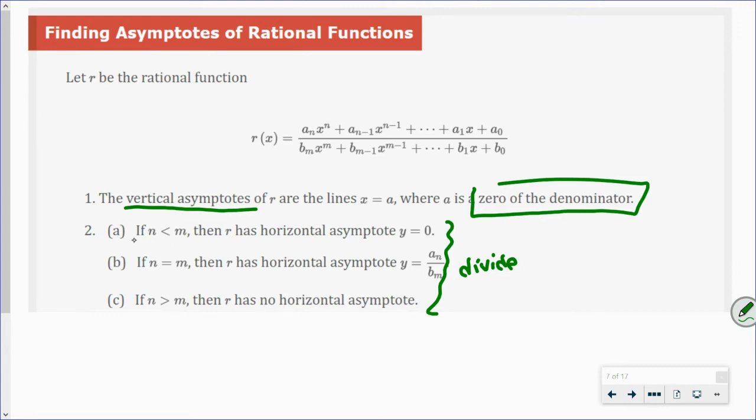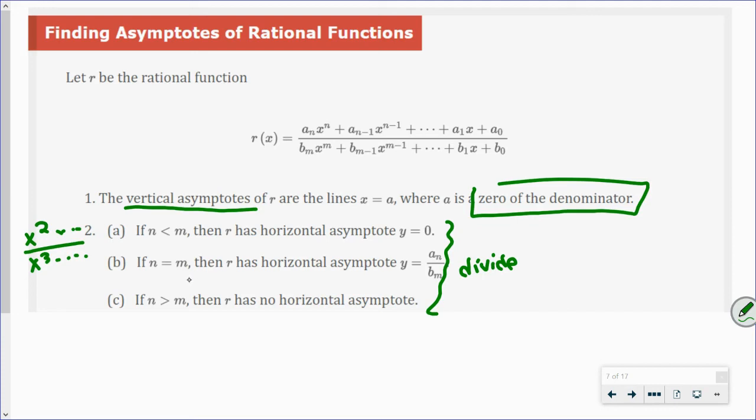So this says if the degree of the top is less than the degree of the bottom, then it's y equals 0. Okay, so that's like if I have x squared whatever over x to the third whatever. The degree of the top is less than the degree of the bottom, so you have a horizontal asymptote of y equals 0. If you actually tried the division, you couldn't make x to the third become x squared. That's not how division works. So if you can't do the division, you would put a 0 there, and that's what you would have.